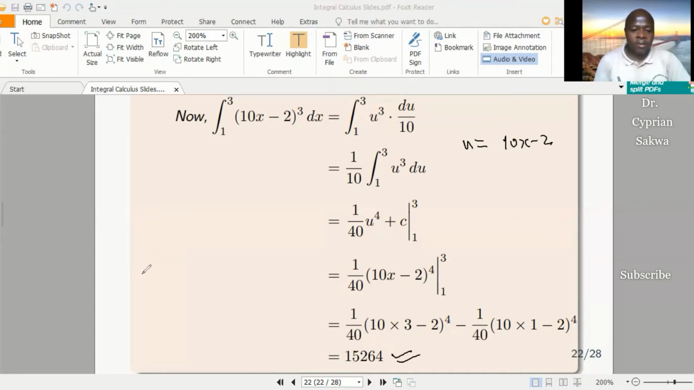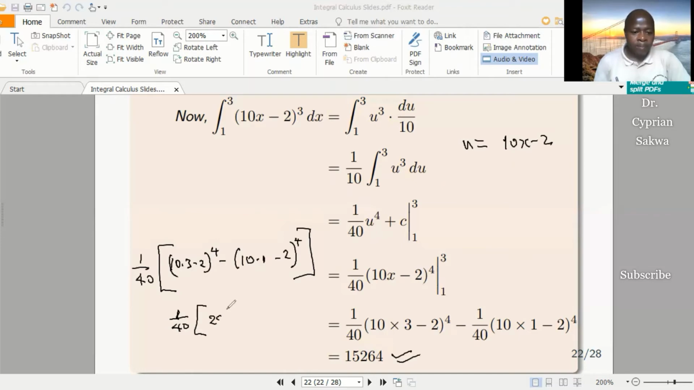Alternatively, instead of expanding that, you just say 1 out of 40, then open bracket and say 10 times the upper limit, which is 3, then minus 2, then you raise it to 4, then minus, again, 10 times the lower limit, which is 1, then minus 2, raised to 4, then close the bracket. So this is 28 raised to 4, and this is 8 raised to 4.